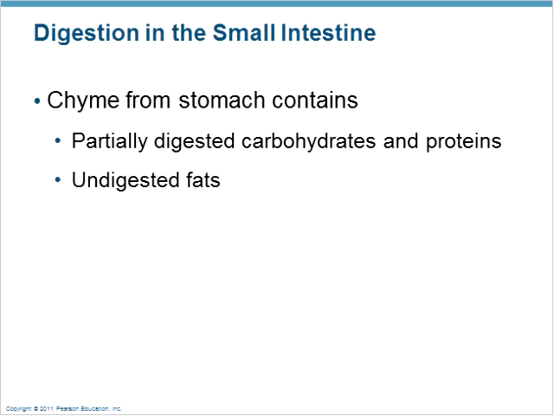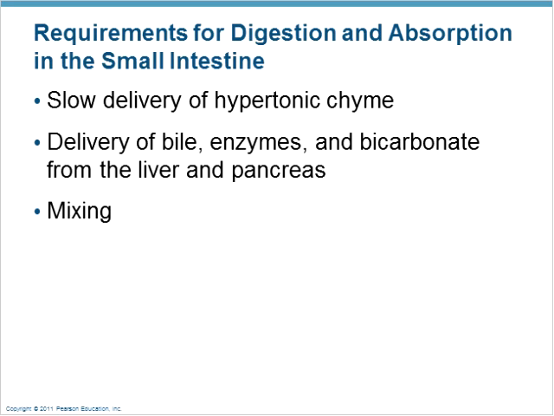Digestion in the small intestine. Chyme from the stomach contains partially digested carbohydrates and proteins and undigested fats. The requirements for digestion and absorption in the small intestine are a slow delivery of a hypertonic chyme, hypertonic meaning that it's very concentrated. There's delivery of bile, enzymes, and bicarbonate from the liver and pancreas, and there's a mixing process that occurs.